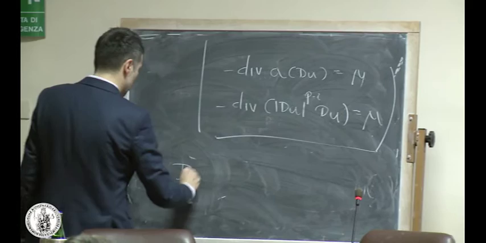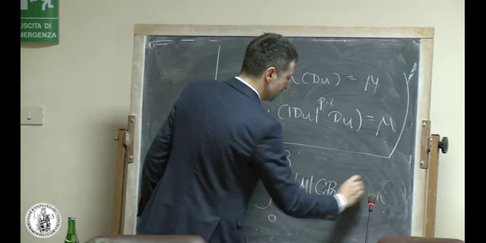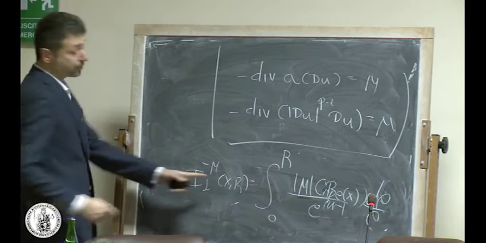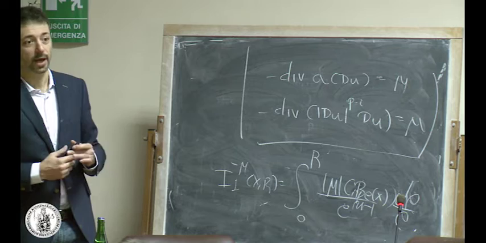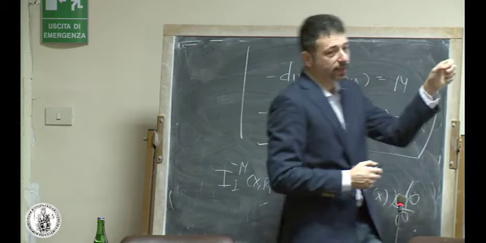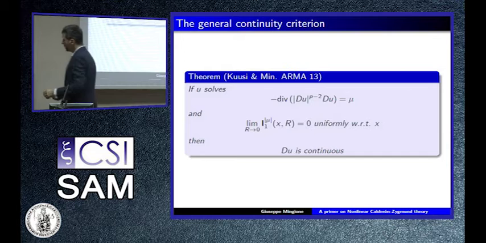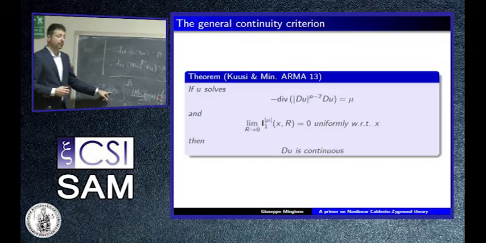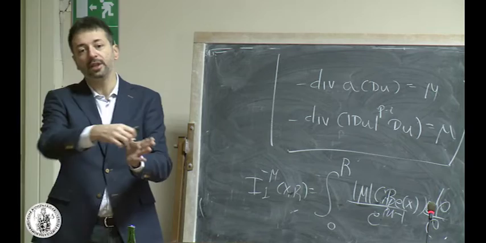Let me recall that I_1 of this guy is the integral between 0 and R of mu of x of B_rho over rho to the n minus 1, d rho over rho. So whenever this object is finite at a point, we know that it goes to zero when capital R goes to zero, because this is an integral. In particular, we have already seen that if this is finite, then the gradient has a Lebesgue point. Lebesgue point means that in some sense the oscillations around the point are controlled. They cannot oscillate too much. So this tells you something finer: if this goes to zero uniformly with respect to x, then Du is continuous. So in some sense, the fact that this goes to zero uniformly tells you that the measure is not concentrating around any point.